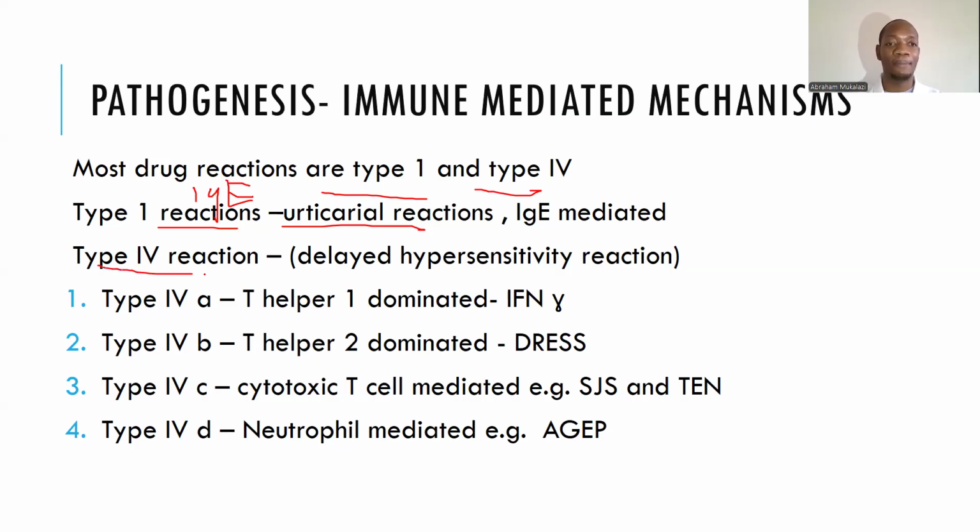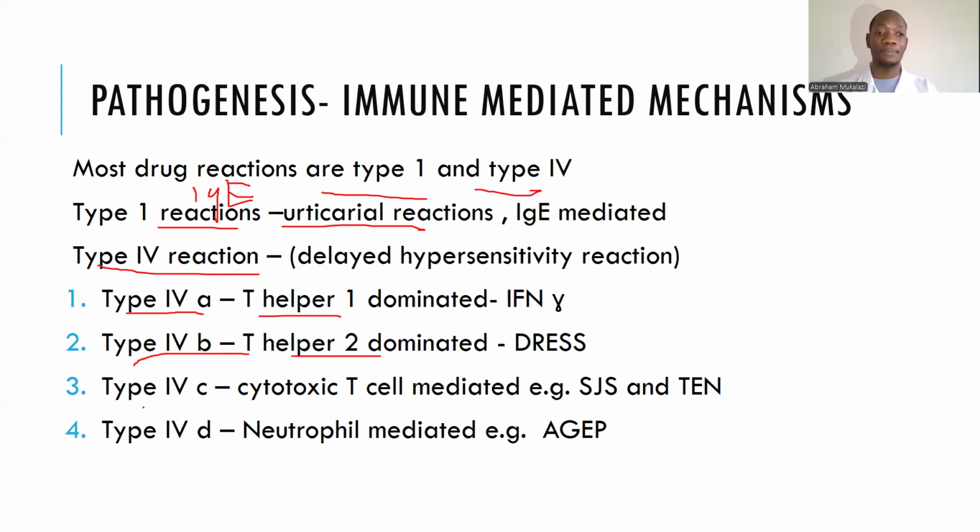Then we have type 4 hypersensitivity reaction, being the delayed type, and in this case, they are further categorized into 4 subgroups. We have type 4A. In this case, it's predominantly mediated by T helper 1 and the interferon alpha. Then we have type 4B. This is mediated by the type 2 helper, the T2 helper cells, and its DRESS.